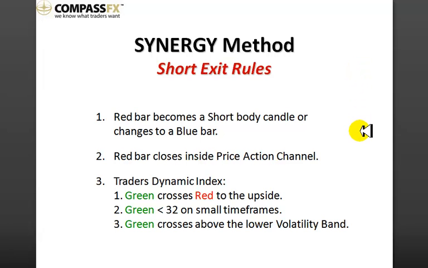We're looking for the red bars to turn to blue. We're looking for the red bars to potentially close inside the price action channel. And what we're looking for in the Trader's Dynamic Index is the green to cross over the red, or if we're on a small time frame like a 1 minute or 5 minute, we're looking at the green. If it goes well below the 32, be prepared for a potential exit as it may turn sharply back up. And also if the green line crosses above the lower volatility band, the lower blue line, going back towards the 50, that's another good potential exit.